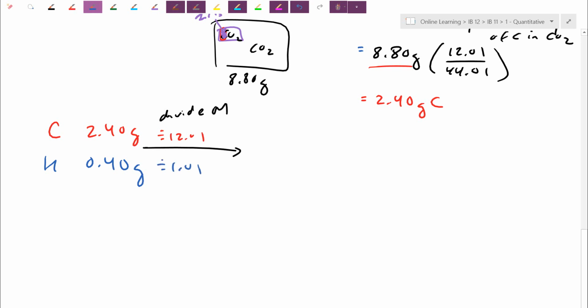2.4 divided by 12.01. You can be a little sloppy with sig figs. This is giving me 0.1998. 0.4 divided by 1.01 gives me here 0.396, right? So those are technically the ratios already. They're just not so nice to look at. How do we start simplifying it?